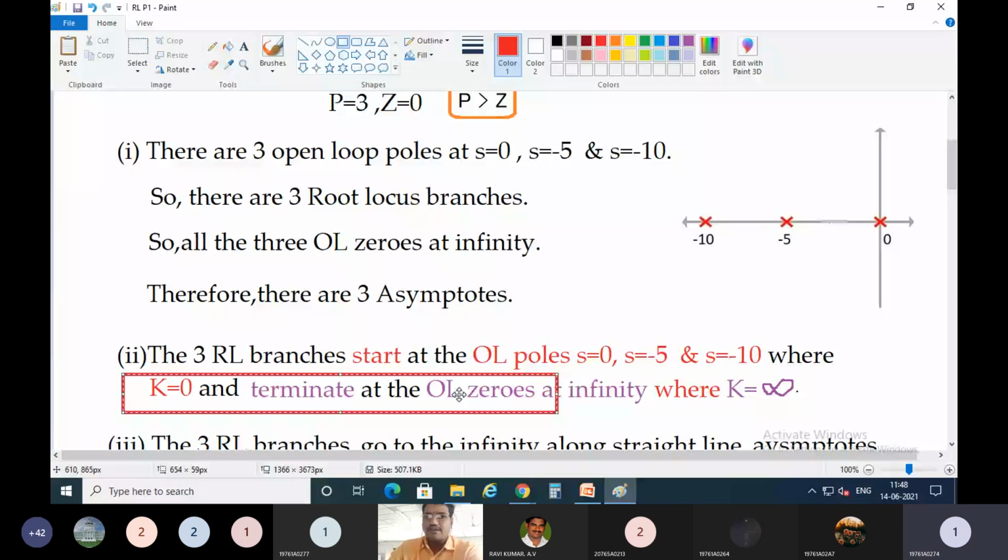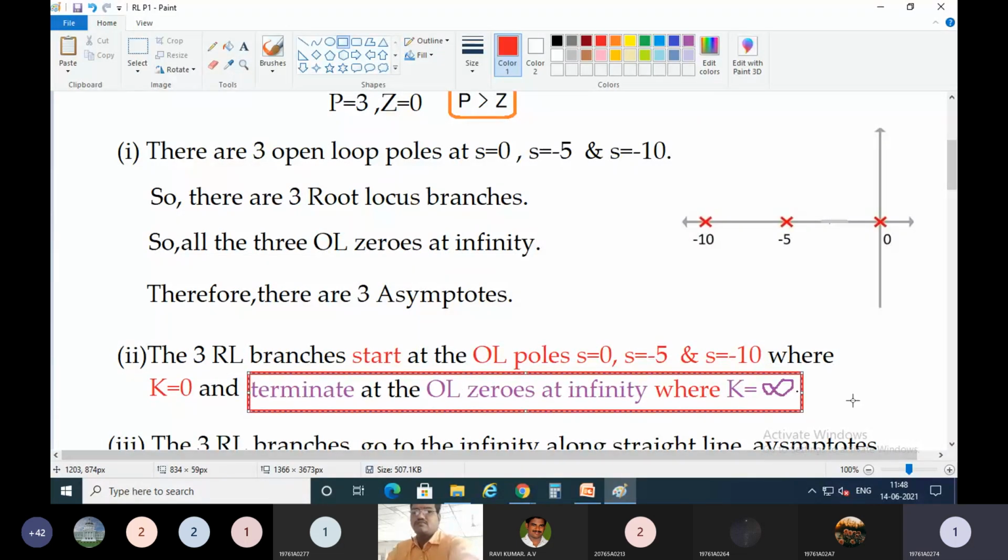Where is it going to be terminated? Open loop 0 at infinity where k is equal to infinity, sir. Terminates at infinity. So how many asymptotes are there based on this point? 3 asymptotes. Why are you telling 3 asymptotes?